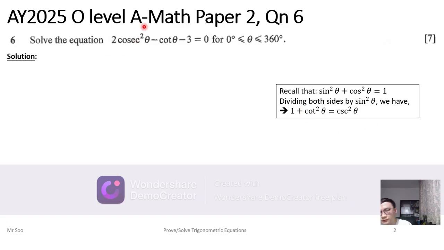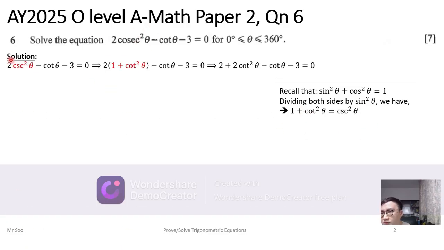Okay, so we are going to use this fact. We are going to manipulate cosecant squared theta as 1 plus cotangent squared theta. Then expand the 2 in, you have 2 plus 2 cotangent squared theta. Correct, then minus cotangent theta minus 3. I can further simplify the 2 and minus 3 by grouping them together, which is minus 1. So 2 cotangent squared theta minus cotangent theta, then 2 minus 3 is minus 1. Then what is this? Quadratic equation, isn't it?